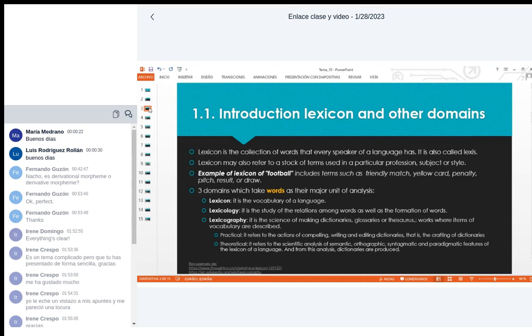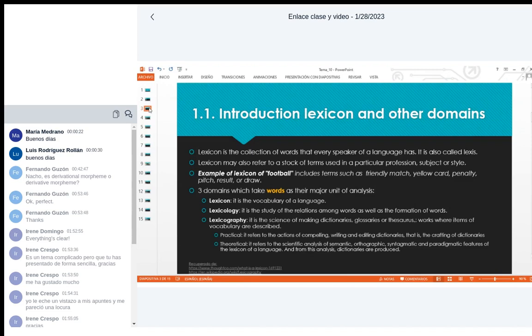there are two ways of looking at it: a practical approach or a theoretical approach. The practical approach refers to the action of compiling, writing, or editing dictionaries. That is, in other words, the making of dictionaries. We're going to see in a minute an evolution of this making of dictionaries, which is also interesting to see.